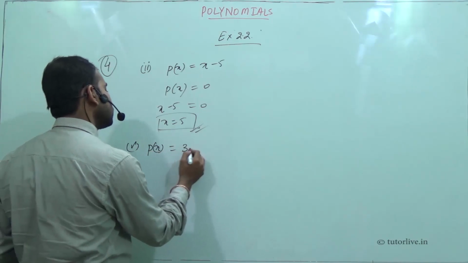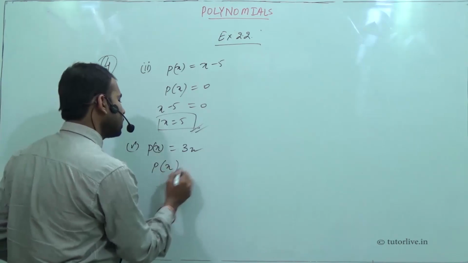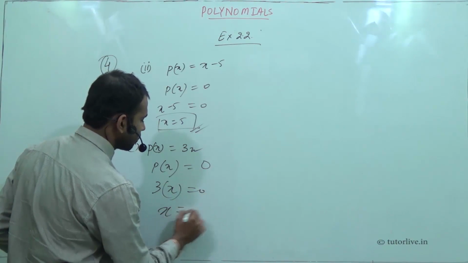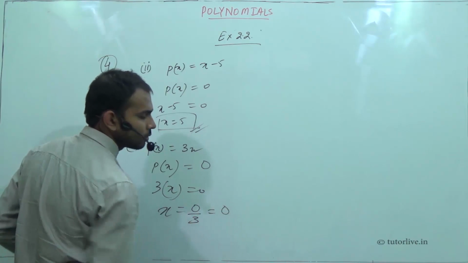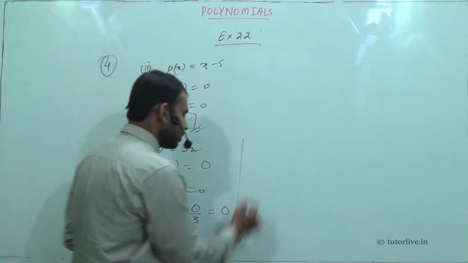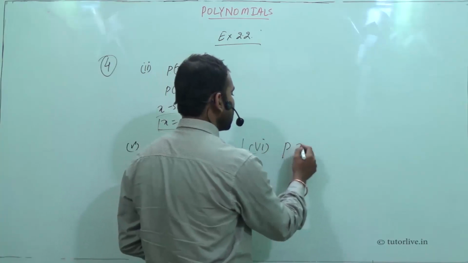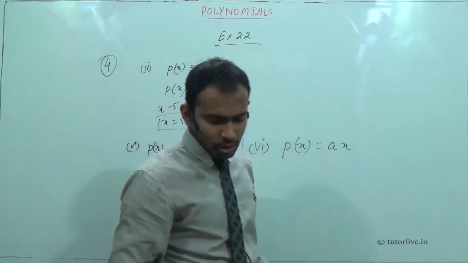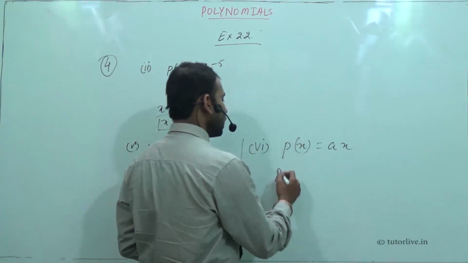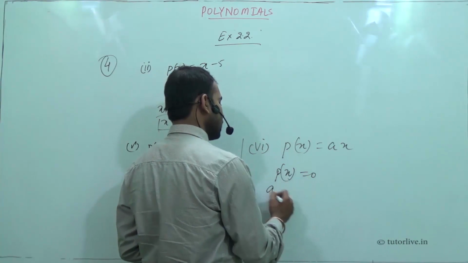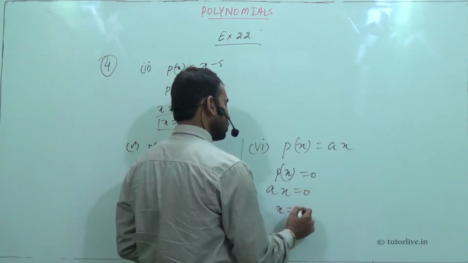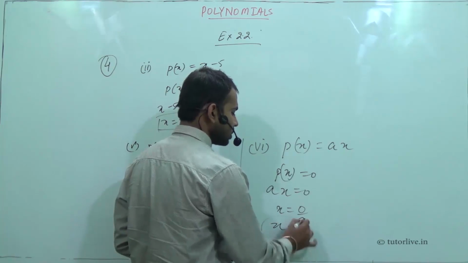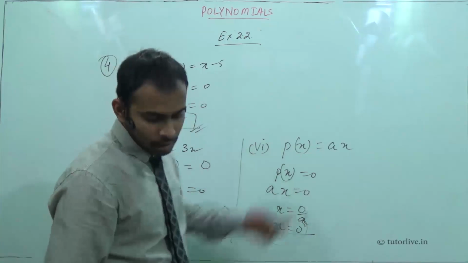The fifth one, p(x) is equal to 3x. That just means if you equate the given equation to 0, then 3x is equal to 0 or x is equal to 0 upon 3, that is 0 simply. The sixth part is the same thing. p(x) is given to be equal to ax, where a is not equal to 0. A is non-zero, of course. That just means if you equate p(x) equal to 0, that ax is equal to 0, then x is equal to 0 upon a. Any number dividing 0 is 0. Therefore, this is another 0 for that particular polynomial.